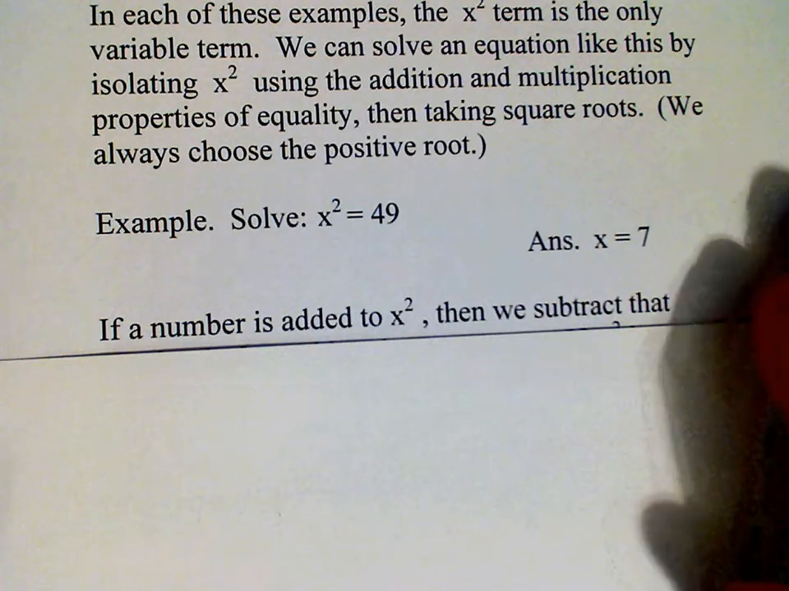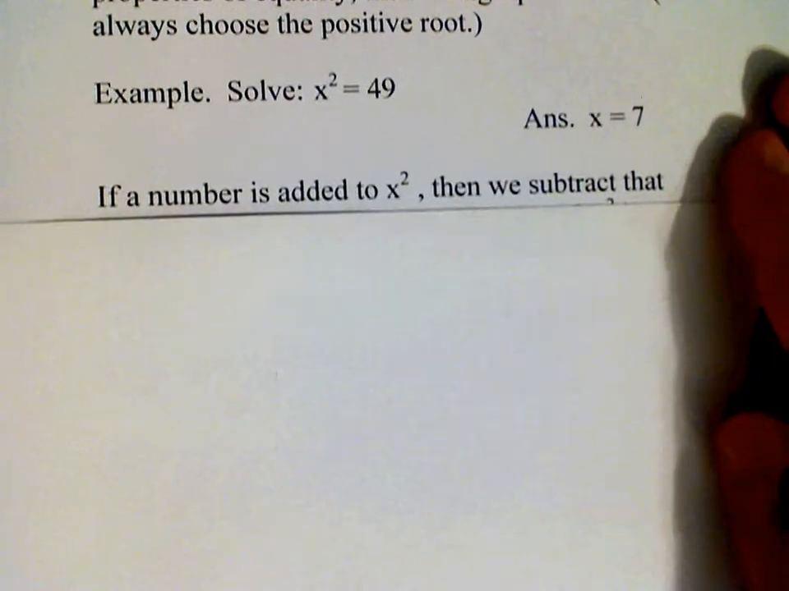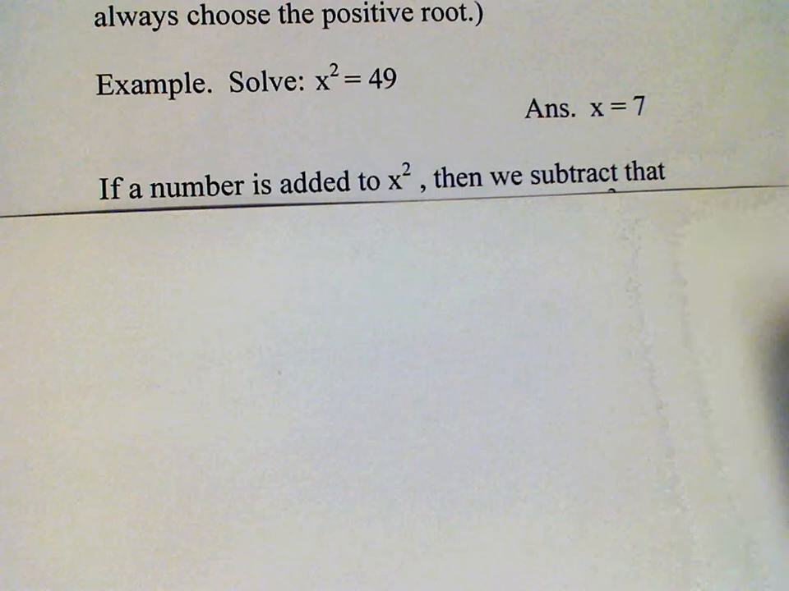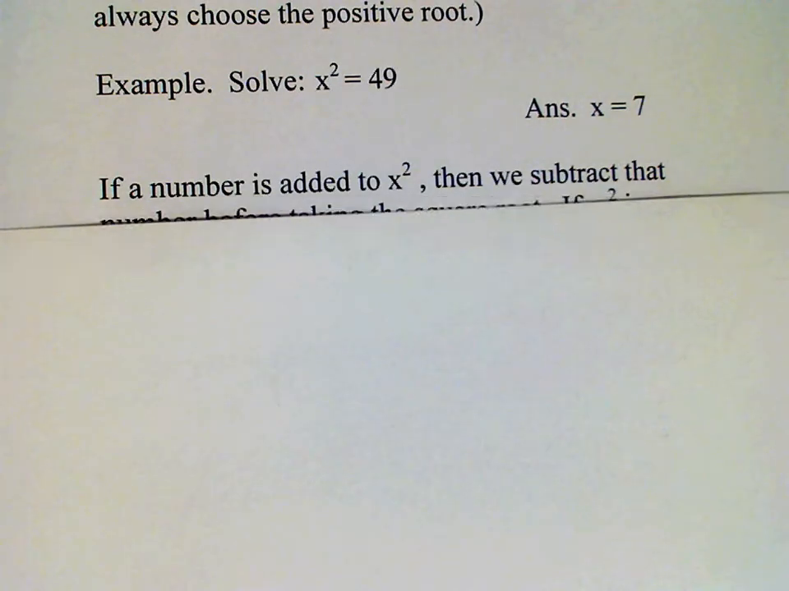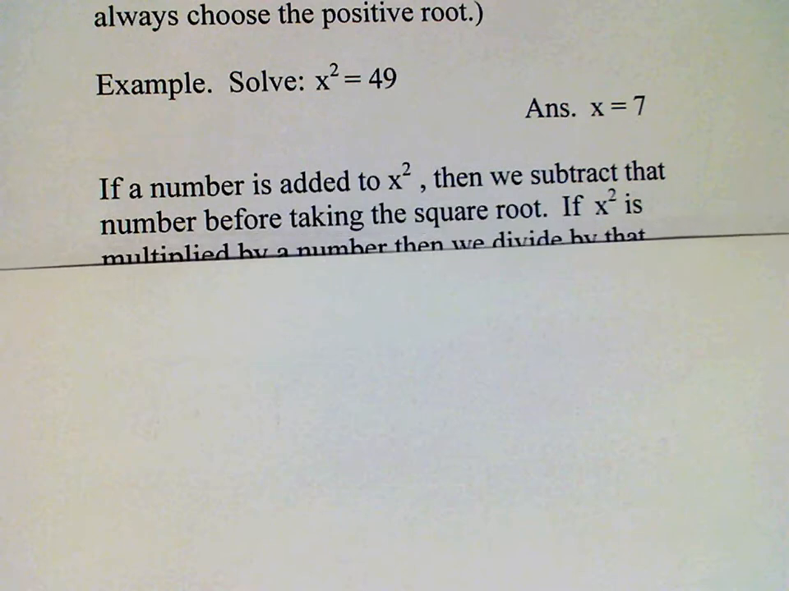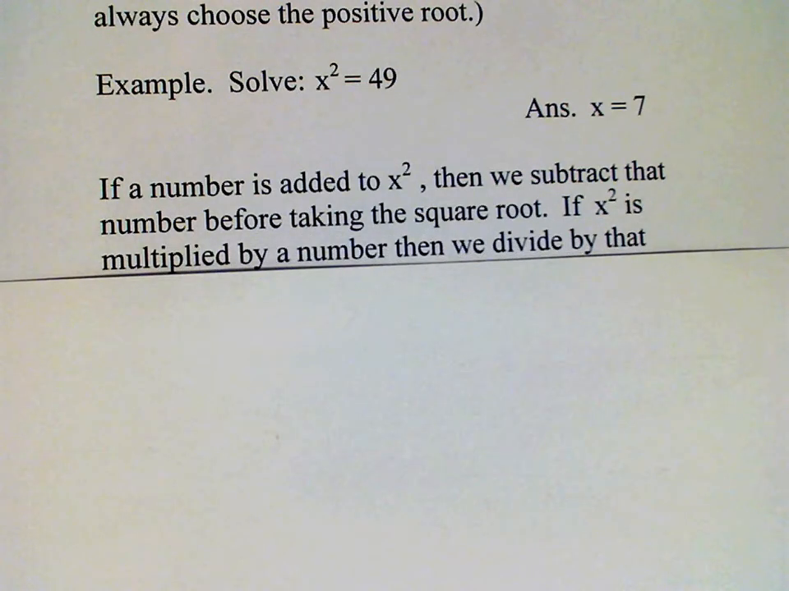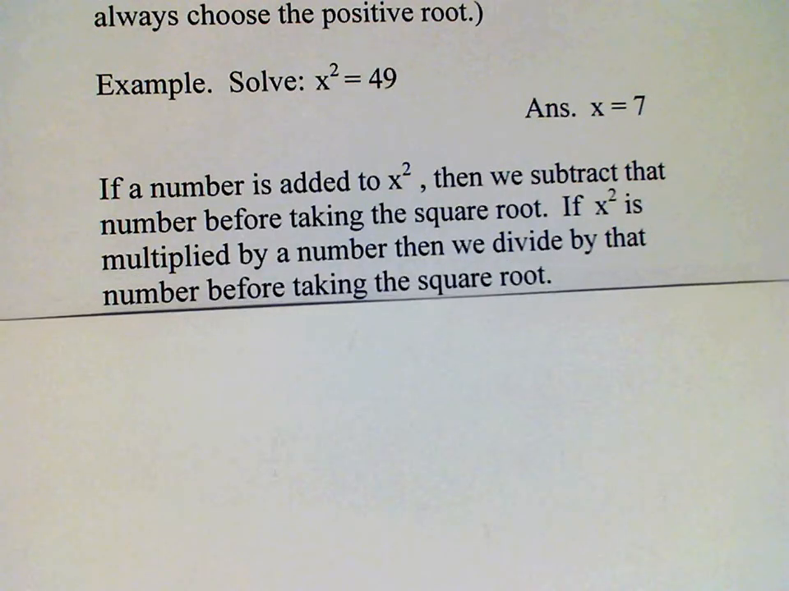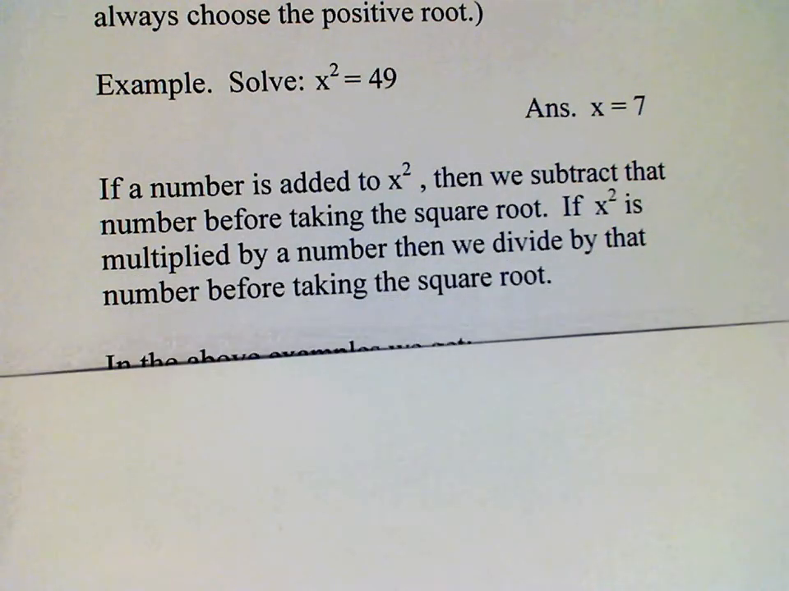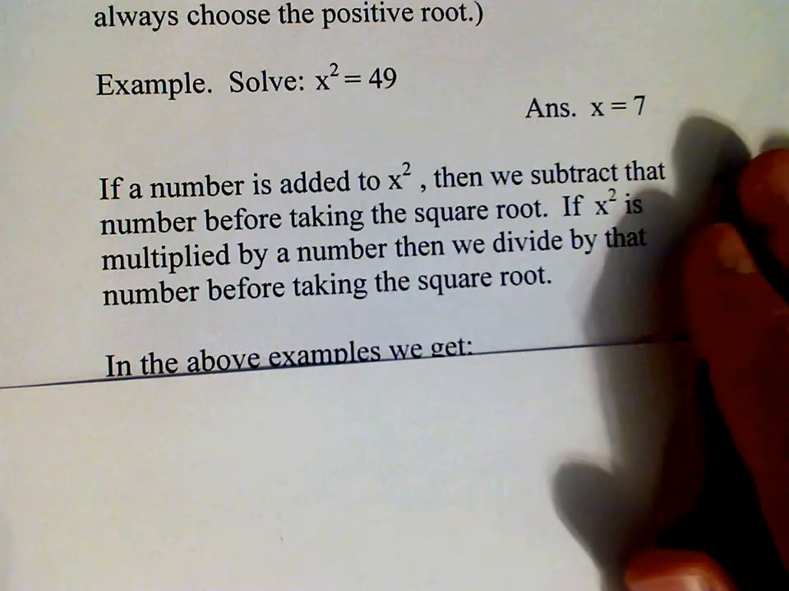If we have a number which is added to x squared, then we'll need to subtract that number before taking square roots. On the other hand, if x squared is multiplied by a number, then we will need to divide by that number before taking the square roots.